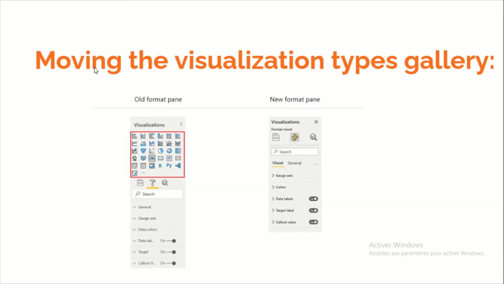Now let's pass to a new feature which is moving the visualization types gallery. As you can see here, the old format pane, and here we have the new format pane. To address the limited vertical space on the format pane, Power BI Desktop moved the visualization types gallery to be present only on the build tab, as you can see here.